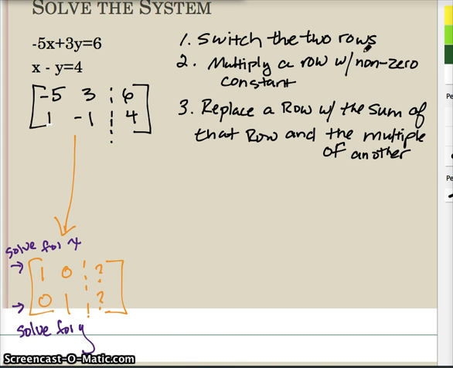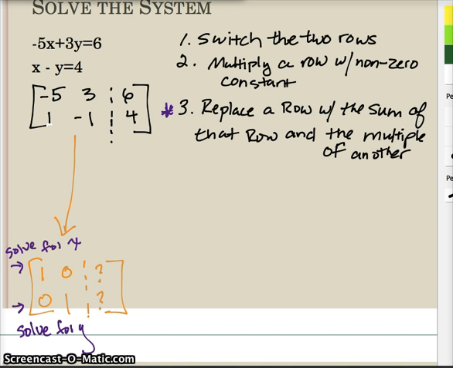The first is we can switch any two rows to make it convenient to get this thing here. We can multiply a row by a non-zero constant, and that's totally legal. We haven't changed the value of the problem. We can replace one row, and this is the one I think a lot of people might get a little confused about: we can replace a row with the sum of that row and a multiple of another. Meaning I can multiply one row by a number, add it to the next row, and replace the row that I added it to. And you'll see us do this in the next two examples, so have no fear.